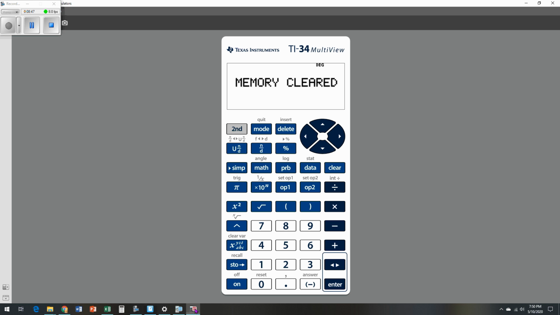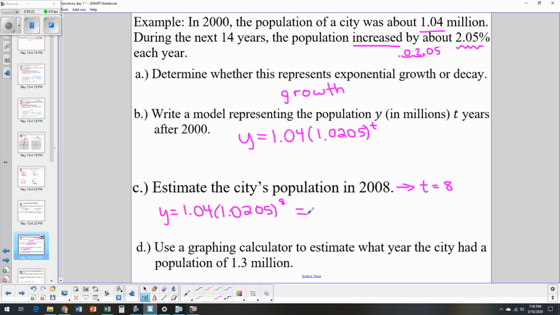I'm going to pull up a calculator. So this is like a TI-34. Some of you may have one that's like this. We're going to do that 1.0205. And notice here it's our raised to button, raised to the 8th power. And I'm going to enter that first and get my answer. And instead of hitting clear, I'm just going to now multiply that by 1.04. So 1.22 is about our answer. So this would be about 1.22 million people, right?